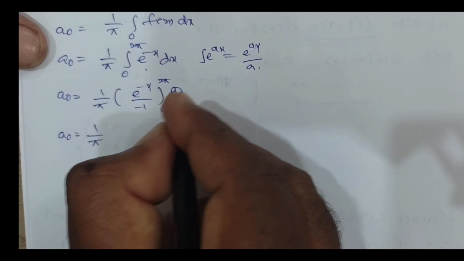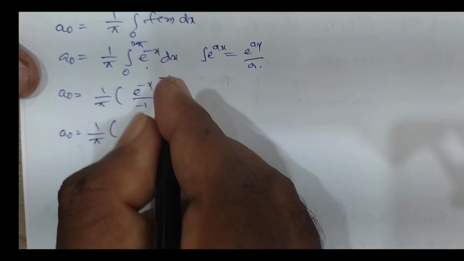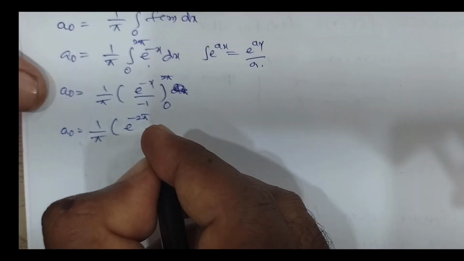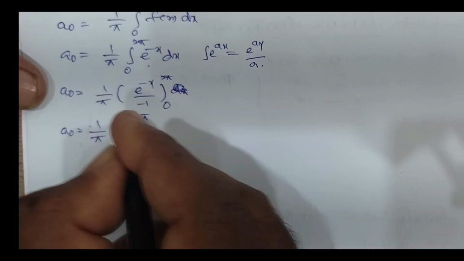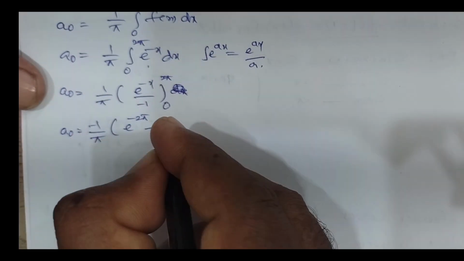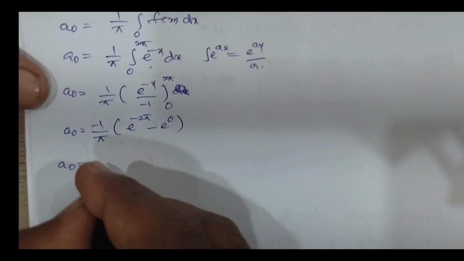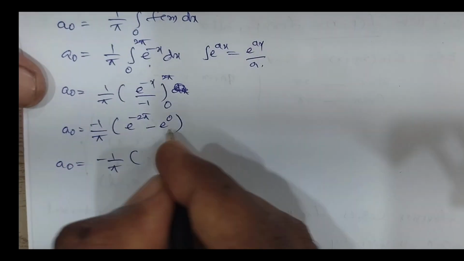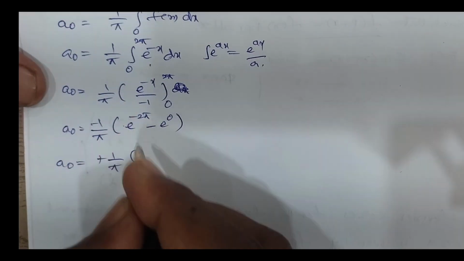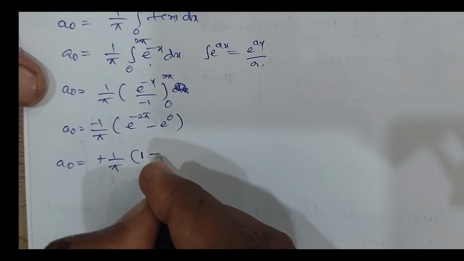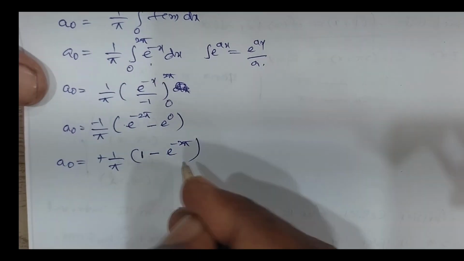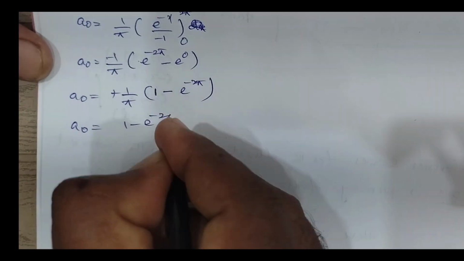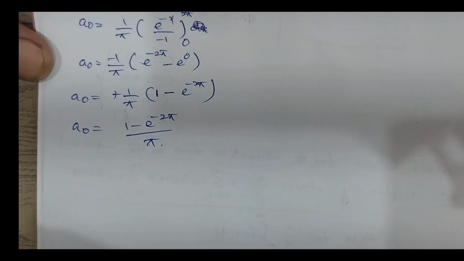Next, a naught is equal to 1 by pi into, substitute the limits, upper limit and lower limit. First upper limit e power minus 2 pi minus e power 0. So a naught is equal to minus 1 by pi into, multiplying with the minus, e power 0 means 1 minus e power minus 2 pi. Therefore a naught is equal to 1 minus e power minus 2 pi by pi. It is the a naught value.